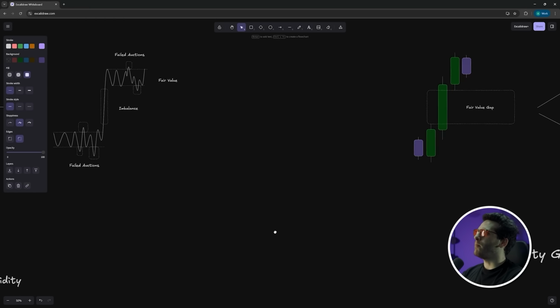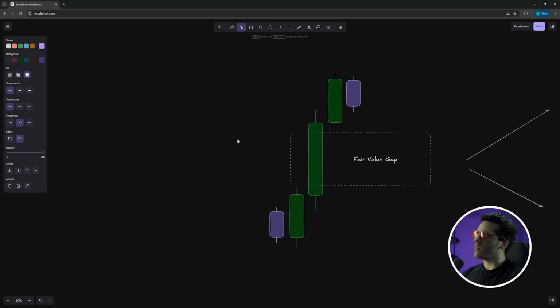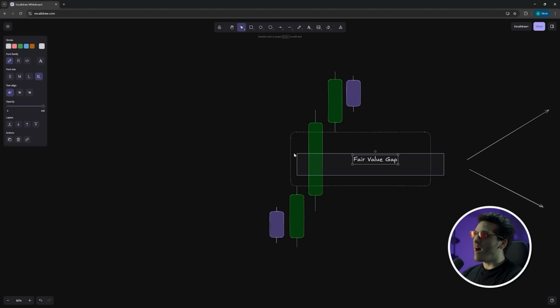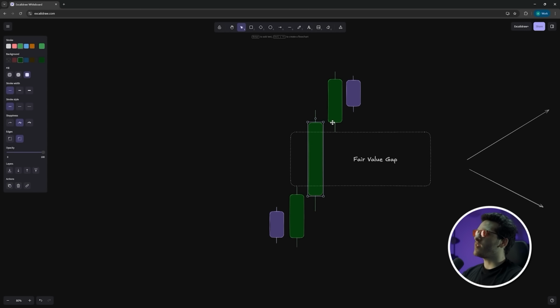It's not because there's just more buyers. It's because buyers were considering these prices to be discount enough to keep buying at higher prices because they didn't just buy here and price moved.